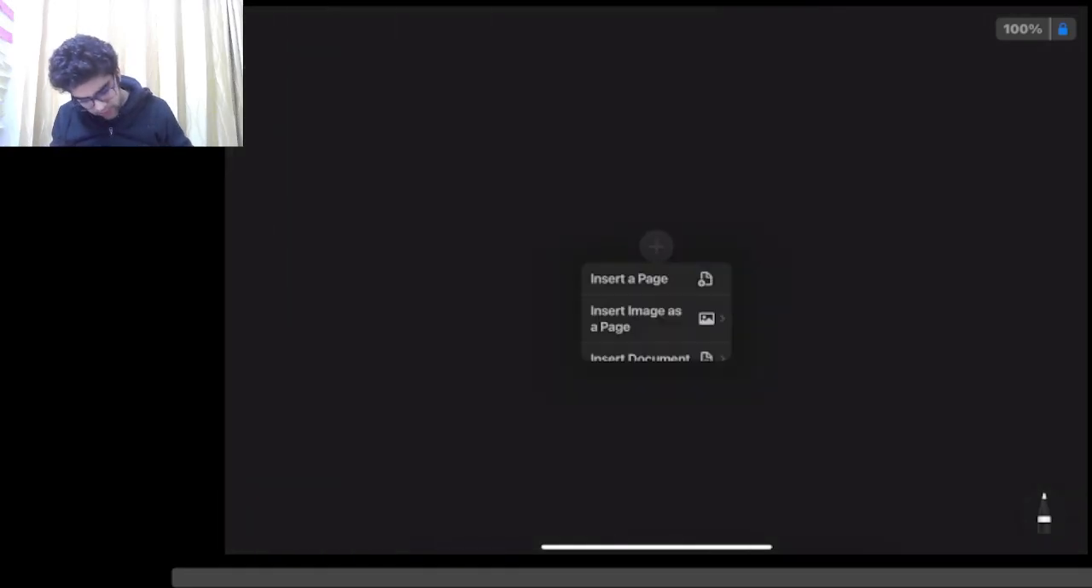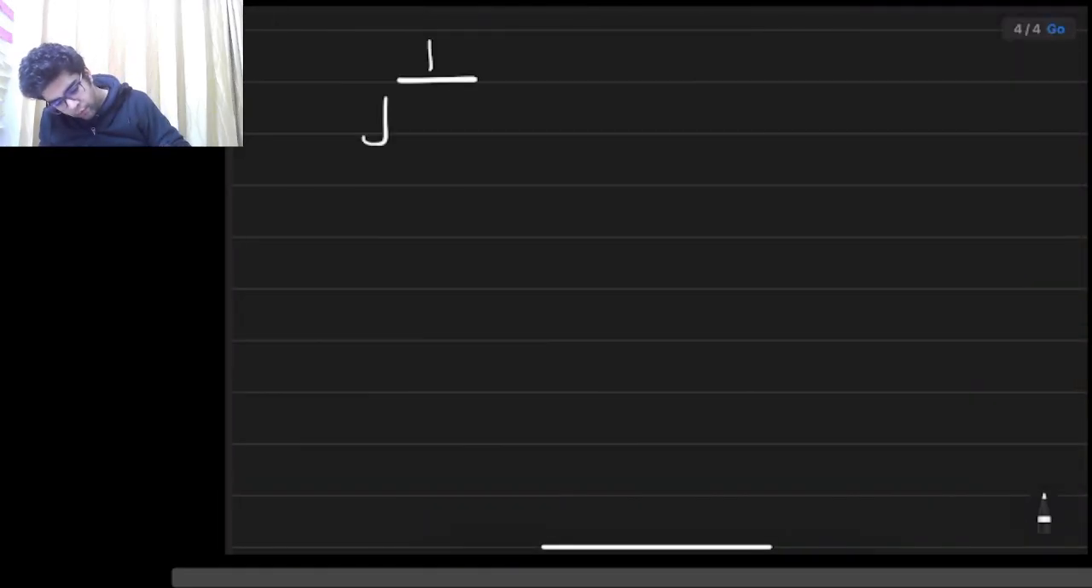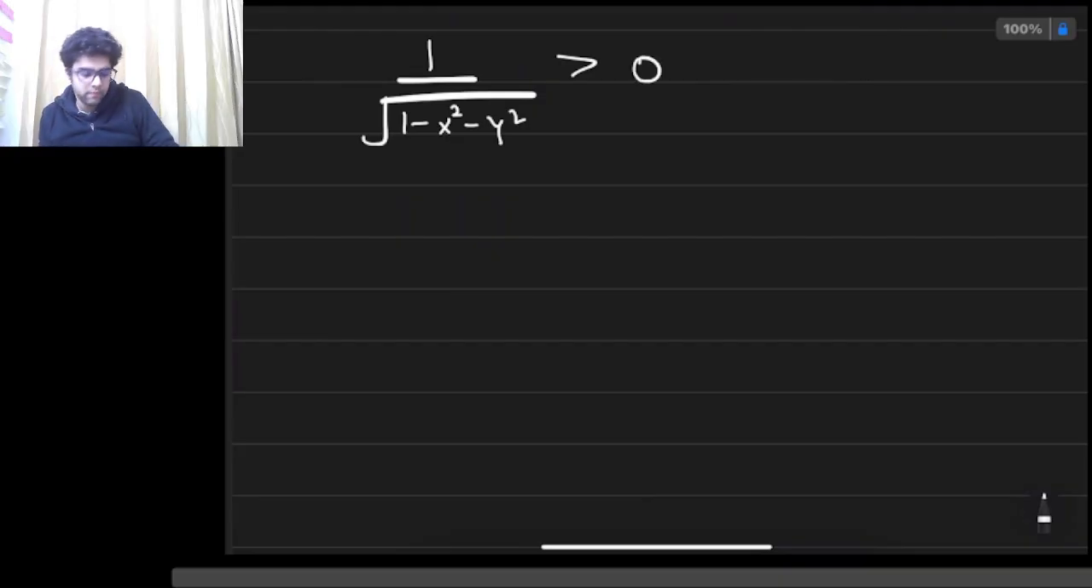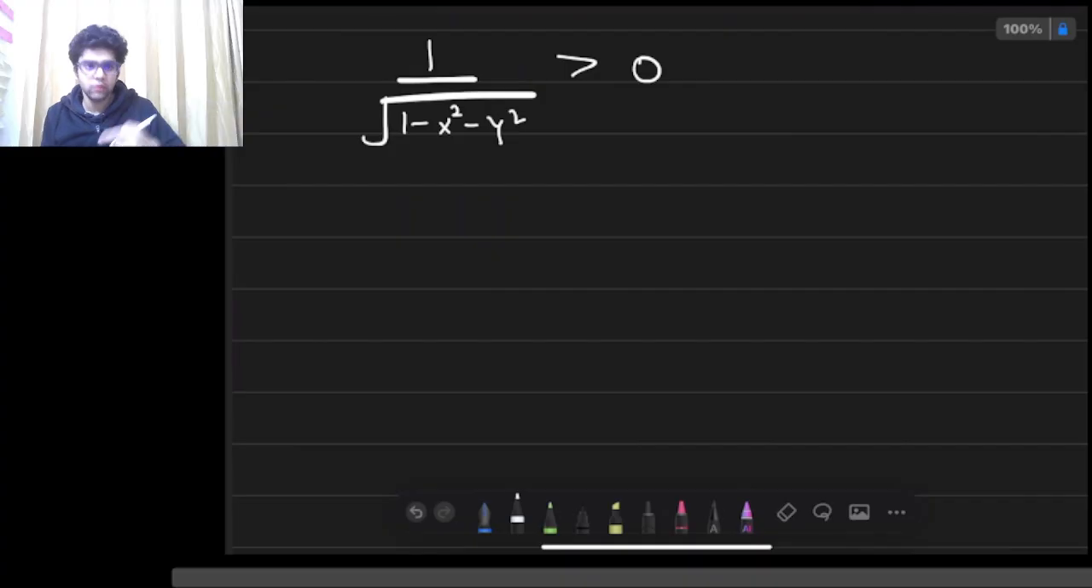So basically 1 upon root of 1 minus x square minus y square is always positive, not even equal to 0. Why? Because if the denominator becomes equal to 0, then this expression will become not defined. Or if this tends to infinity, then it can tend to 0 but not be equal to 0. So this is not related stuff, but just let me write this one condition, that this can never be equal to 0.